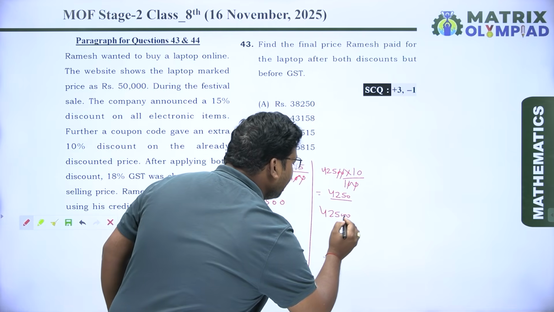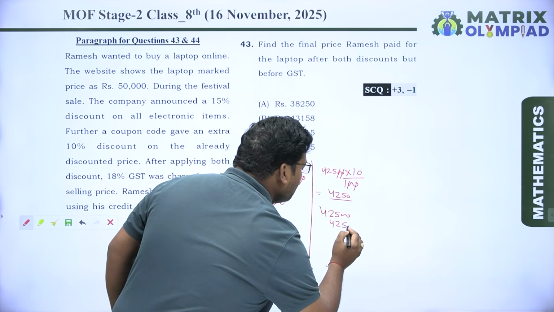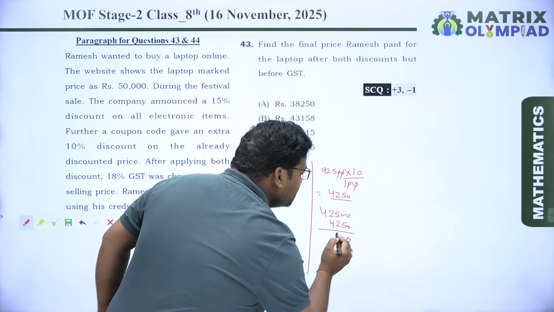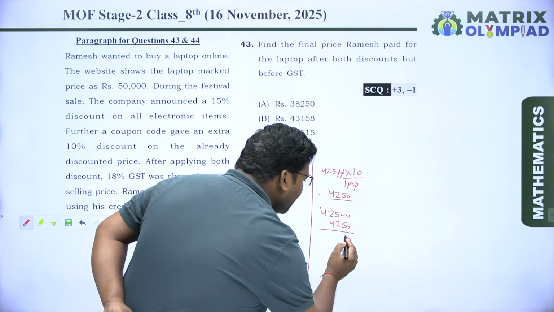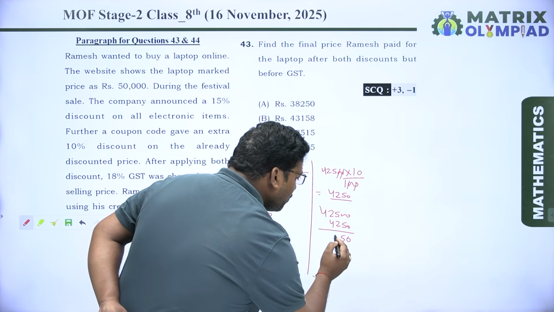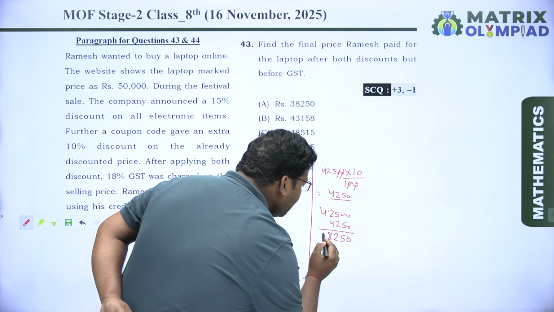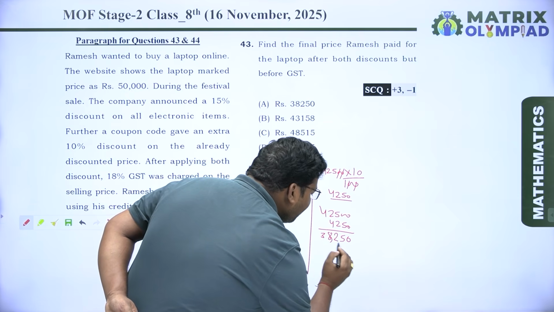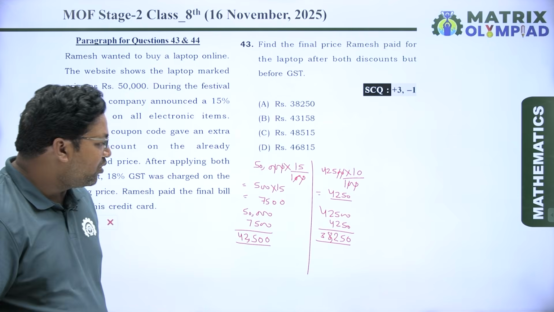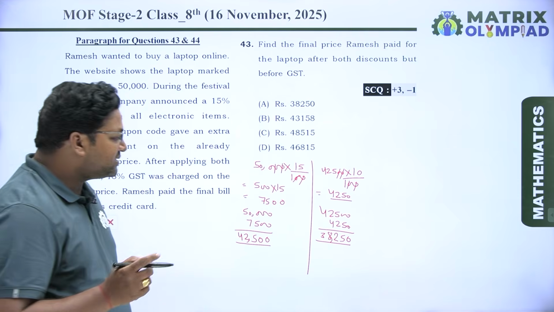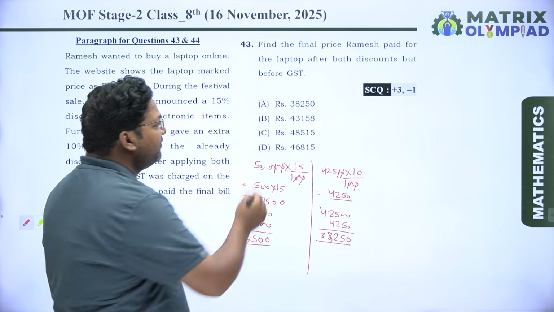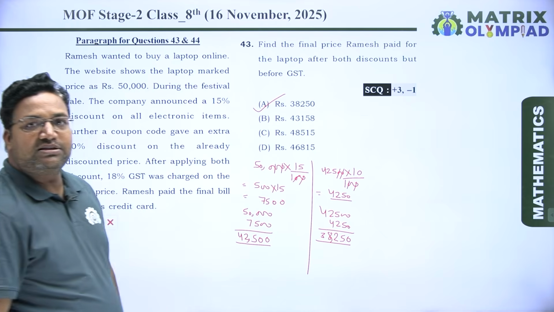42,500 minus 4,250, which is equal to 0 minus 0 is 0, 10 minus 5 is 5, so it is 4, 4 minus 2 is 2, it is 12, 12 minus 4 is 8, and it is 3. So after both discounts, the price of the laptop is 38,250, which is in option A. So option A is the right answer.